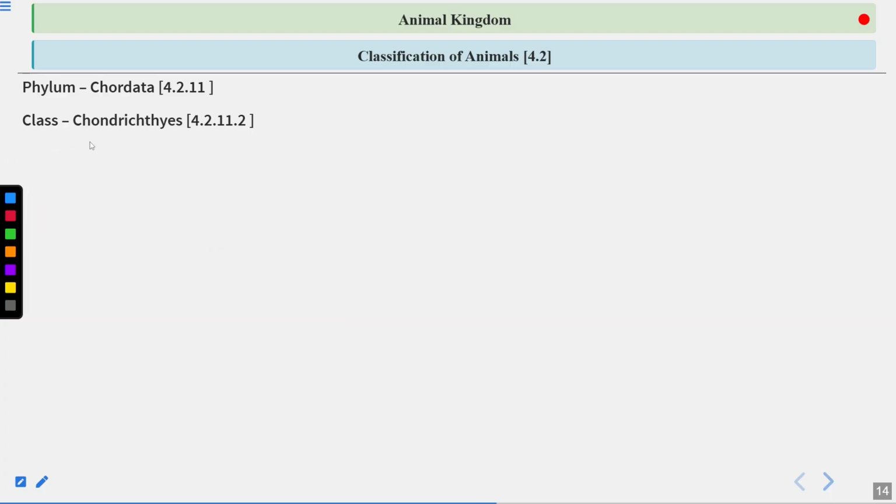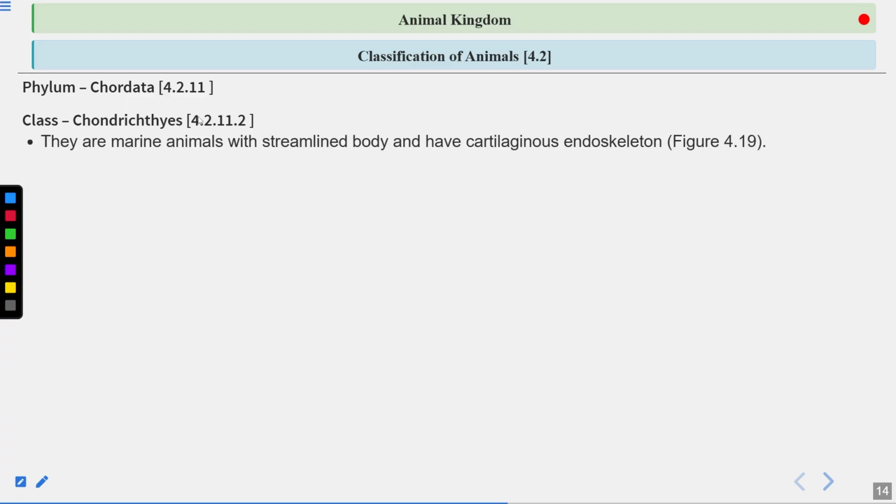Now we will study Chondrichthyes. Chondrichthyes are cartilaginous fishes. Okay, so let us see their characteristics. They are marine animals with a streamlined body and a cartilaginous endoskeleton. Right? Chondrichthyes are found in the marine environment.